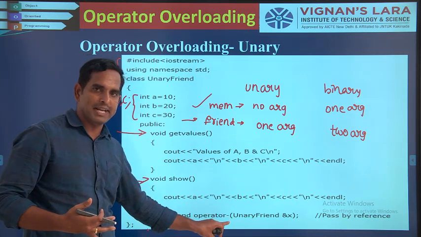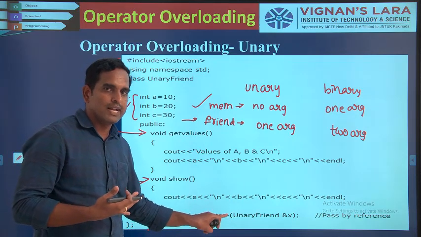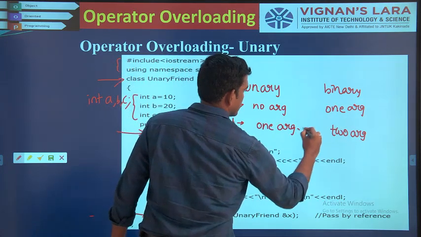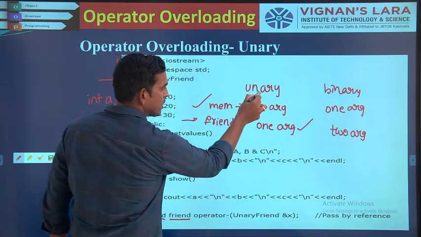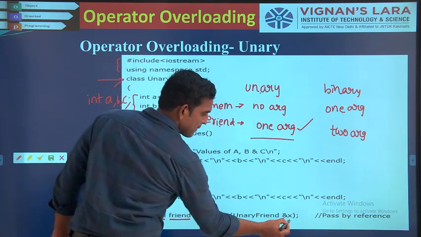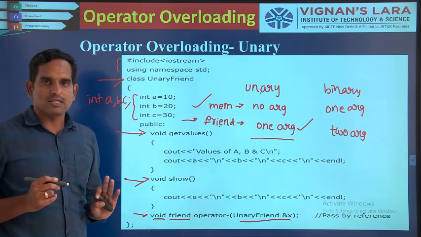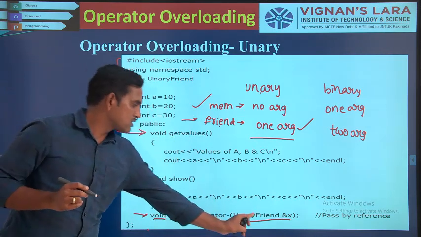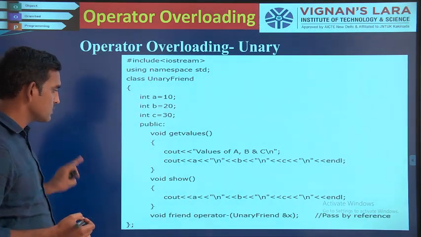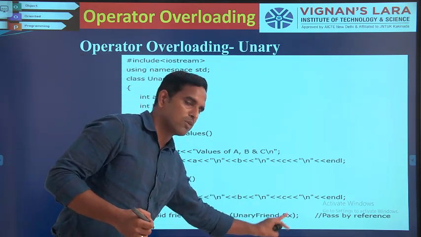Next I am specifying the minus sign, since I am trying to overload unary minus, then I have to pass one argument. As I told you, when you are overloading a unary operator as a friend function, I have to use one argument. The argument I am passing is the reference of this particular class object. So how to use this particular thing? I think you should remember pass by reference. So this will be the object's reference.